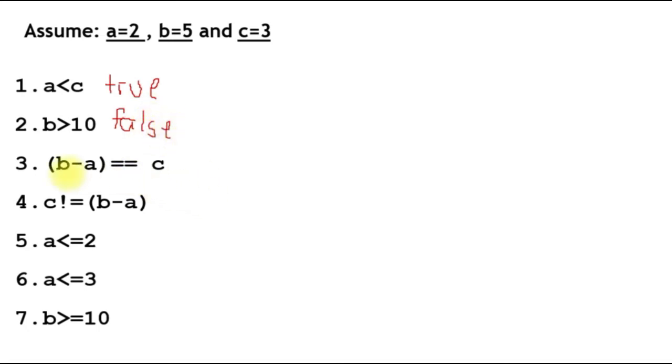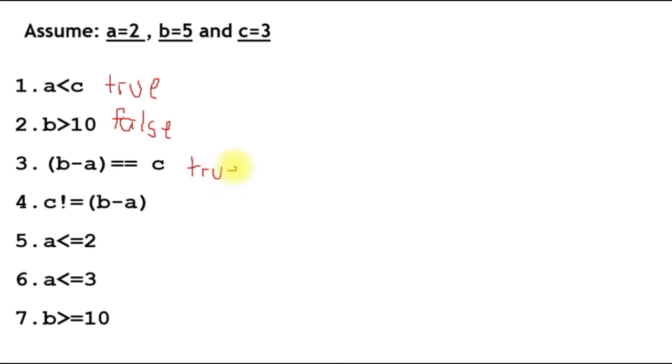Next, B minus A is equal to C. Ano yung value ng B? 5, A is 2. So, 5 minus 2 is 3. So, unahin natin yung sa loob ng parenthesis. So, 5 minus 2 is 3. Then, i-compare natin sa value ng C, which is 3. So, 3 is equal to 3. Anong sagot? The answer is true.